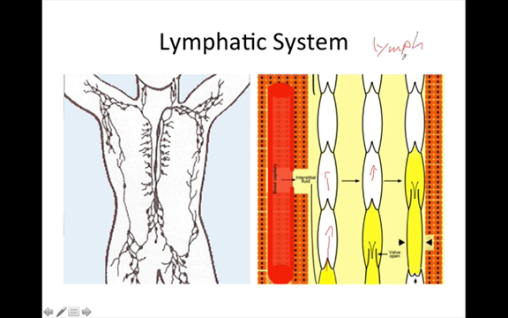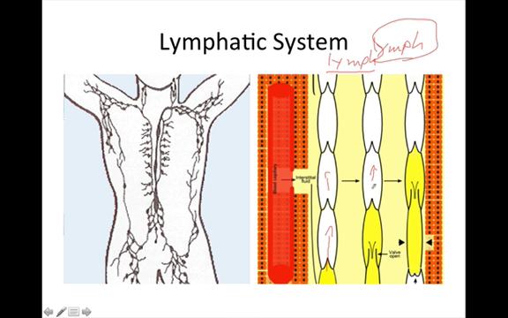Once that tissue fluid is absorbed into the lymphatic system, we now call it lymph. It's a clear, colorless fluid that's very similar to plasma. It's almost identical in water, electrolyte, and protein content, with some differences, but you get the picture here.